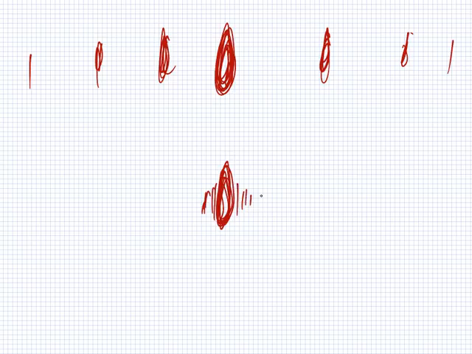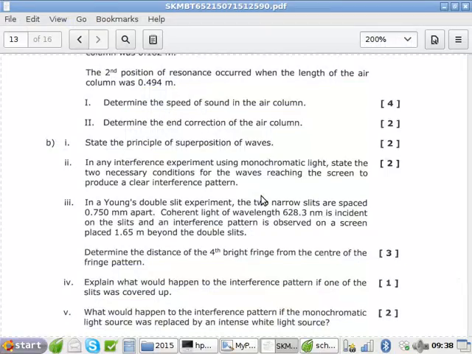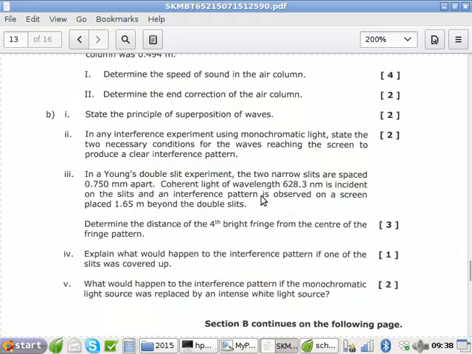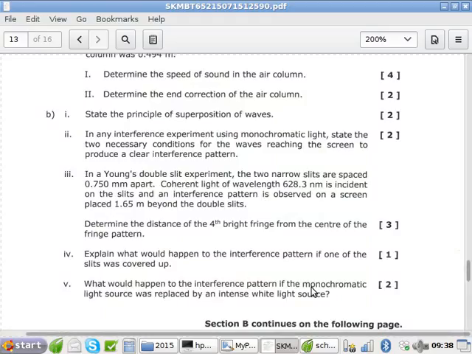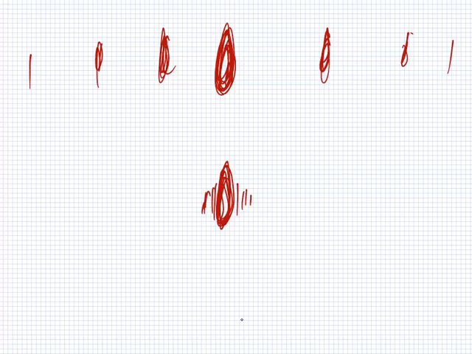Just one dot. What would happen to the interference pattern if the monochromatic light was replaced by white light? Monochromatic light means one color, like red light, green light, blue light. If it was replaced by white light, do you remember what happens to the picture? Yeah, very good. It becomes colourful, or as Irene said, these become little rainbows. Yeah, rainbow dots.